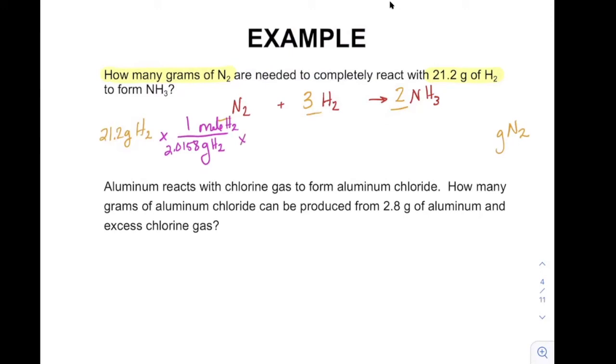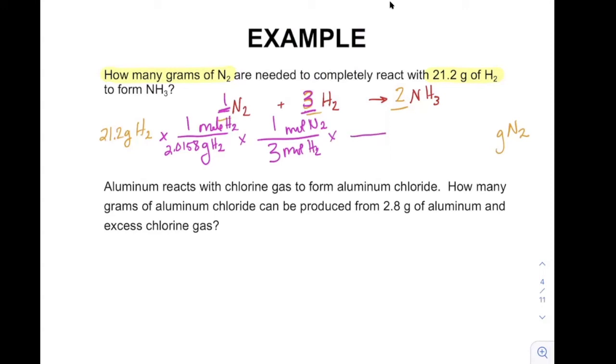And so now I'm converting from moles of H2 to moles of N2. So we want moles of H2 on the bottom and moles of N2 on the top. And if we look at our balanced chemical equation, this one has a 1, this one has a 3. And so for every 1 mole of N2, we have 3 moles of H2. And so now we are at moles of N2.